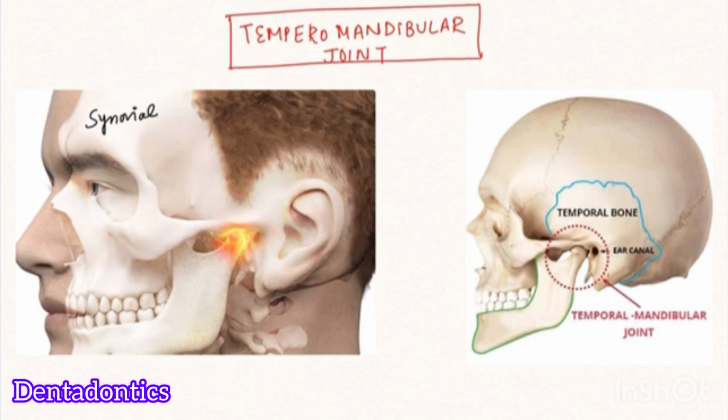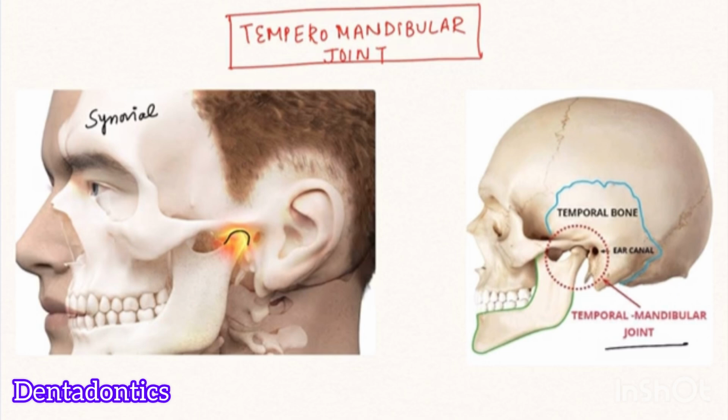As you can see in this picture, it is a joint which is in front of the ear at the preauricular surface. So we have three major articular surfaces: articular tubercle, anterior part of the mandibular fossa and the inferior surface of the head of the mandible.